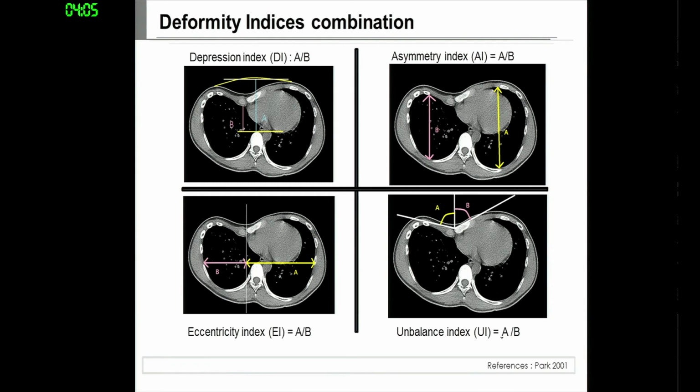The weak point of the depression index is that you have to draw the imaginary line to get the distance A, which can be quite arbitrary and also cannot be obtained before surgery. Also, there's no cutoff point yet, which might be needed from international studies.